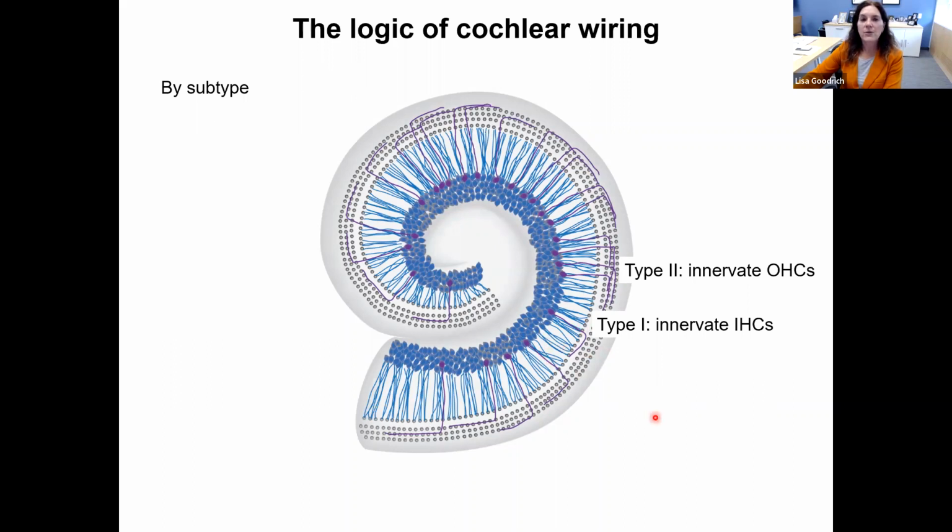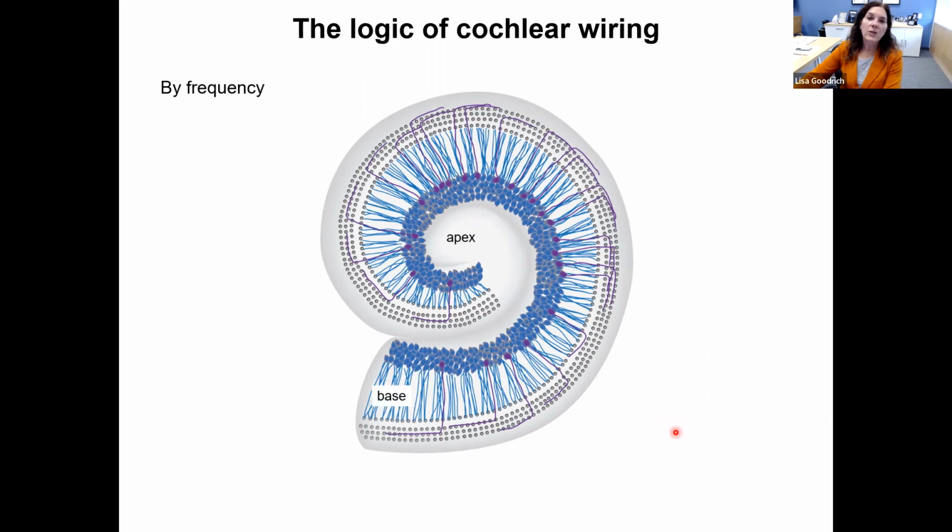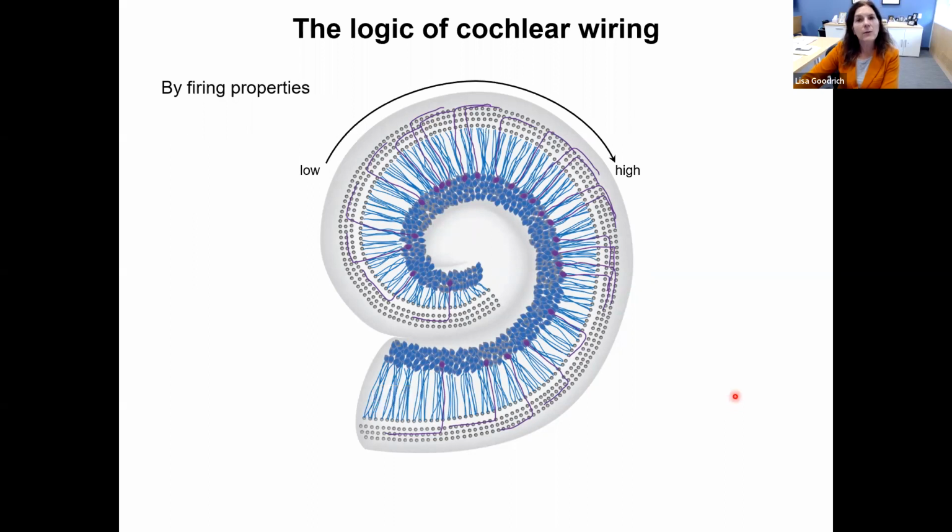But then there's, of course, organization spatially that captures information about frequency, right? So the neurons, along with the hair cells, are organized along a tonotopic axis with frequencies going from low frequencies in the apex, spiraling down towards the base where the highest frequencies are encoded. So the neurons and the hair cells up here are detecting the low frequencies, and down here, the high frequencies. In addition, there are differences among these neurons that can only be revealed really by recording from the neurons. And those are differences in their firing properties.